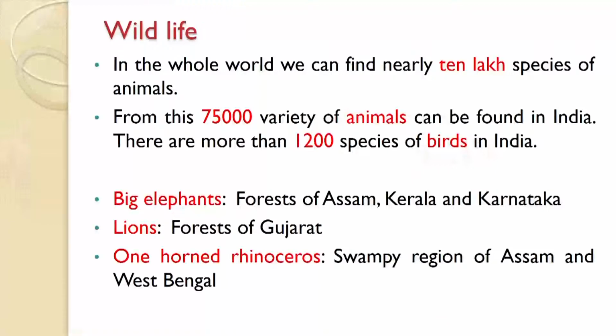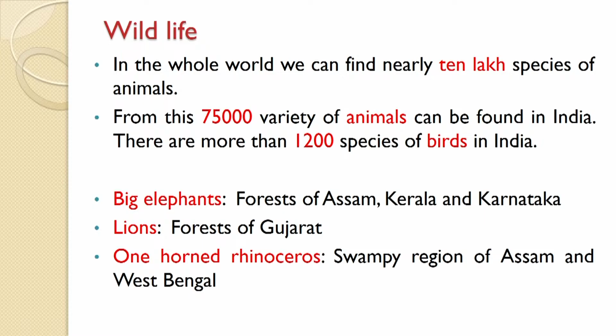Now let's talk about the wildlife of India. In the whole world we can find nearly 10 lakh species of animals, while out of these, around 75,000 varieties of animals are found in India. So here you can understand how India is biodiversity rich. And also when we talk about birds, there are more than 1200 species of birds that can be found in India.